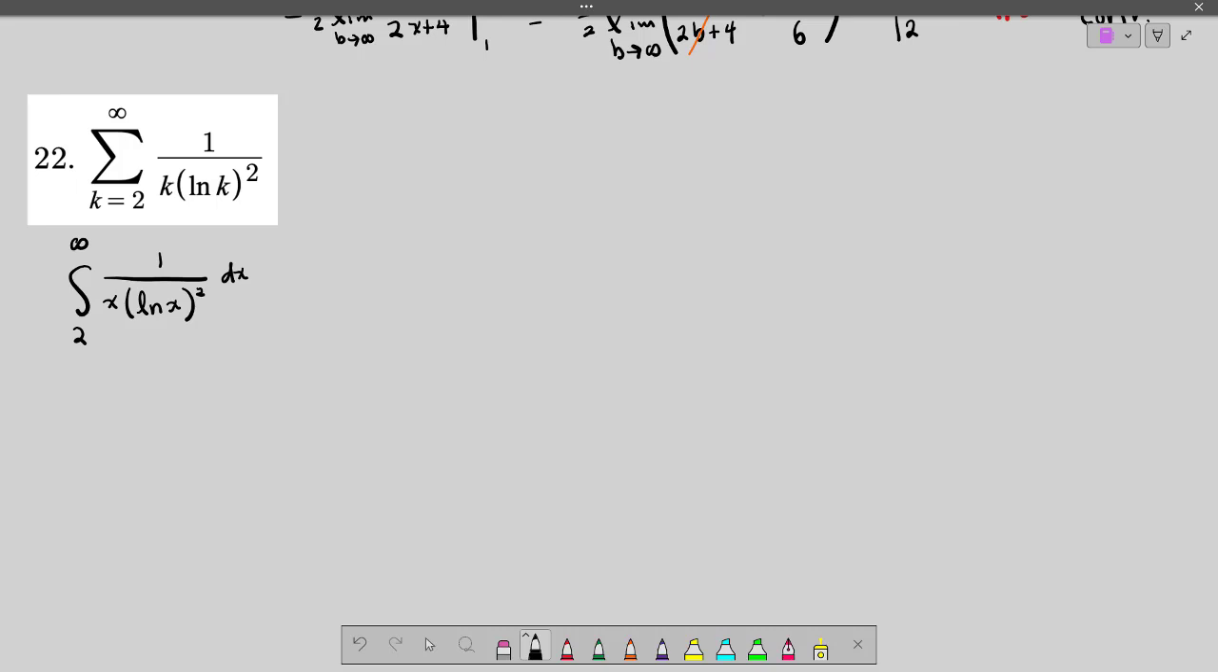The first thing we always do is write down limit next. So this is the limit as b goes to infinity. And we can put the dx in the numerator if we want, just to shorten it up a little bit. So we have that.